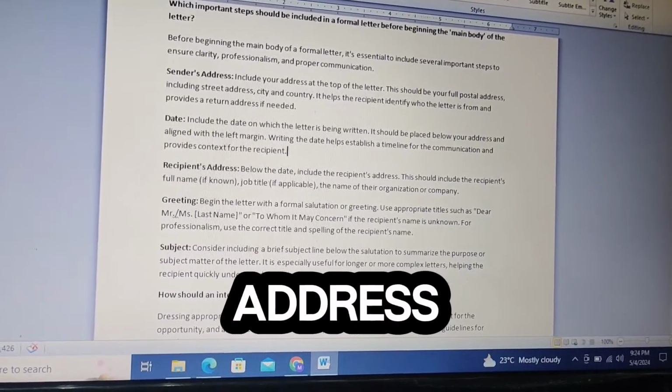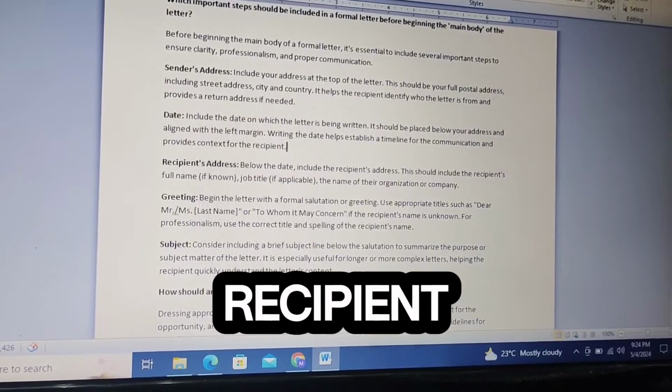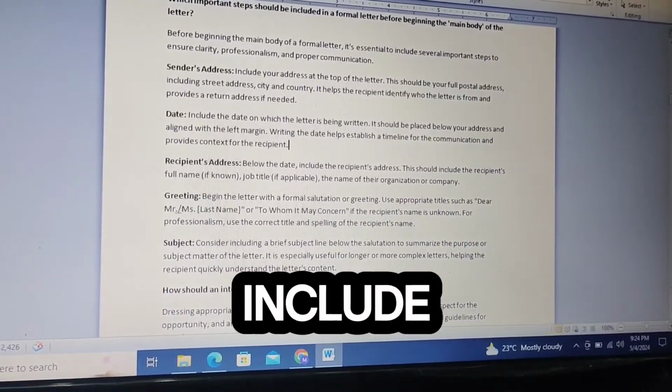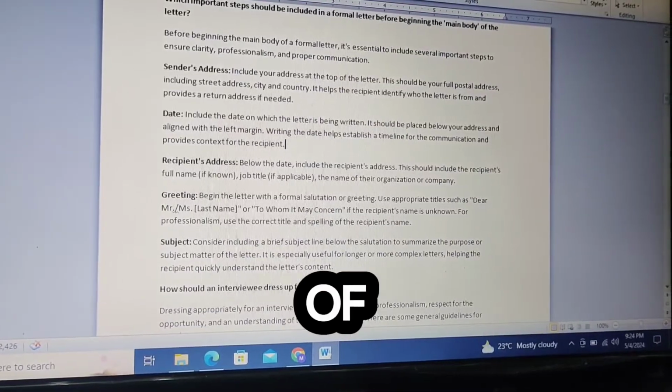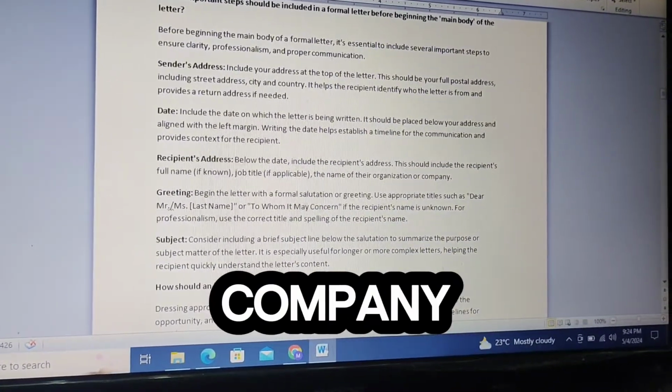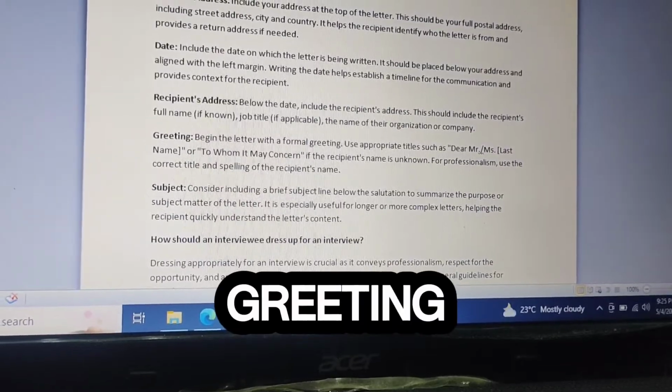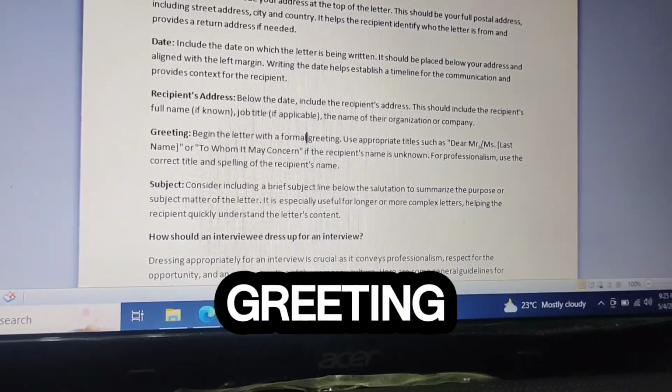Recipient address. Below the date, include the recipient's address. This includes the recipient's full name, job title, and the name of their organization or company. Greeting. Begin the letter with a formal greeting.